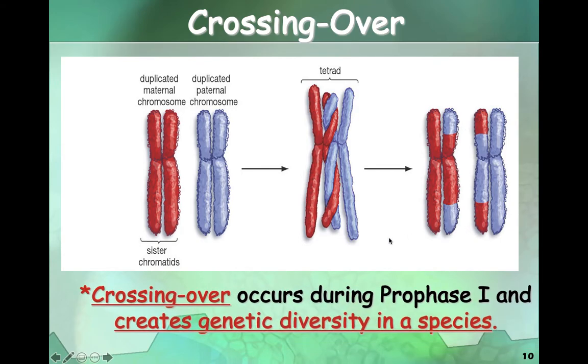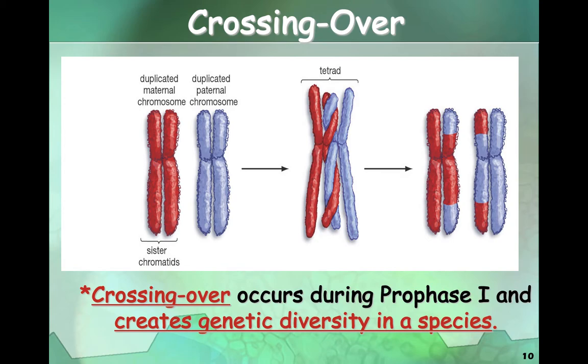And that's a very important process because of this right here. Crossing over happens during prophase 1. And the purpose of it is it creates genetic diversity in a species. Whenever a species doesn't have enough genetic diversity, that means that species is extremely easy to wipe out due to an illness. The whole idea of survival of the fittest means that we need to have genetic diversity.